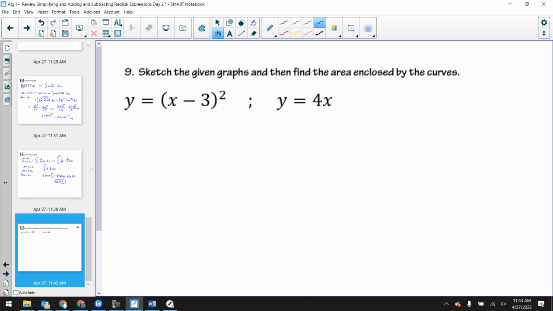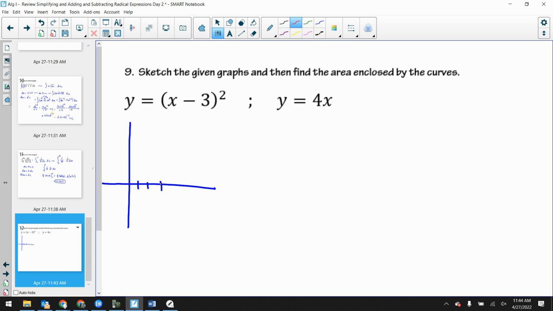Does anybody know? That's a quadratic, but what's the transformation? What's that minus 3 going to do? To the left, to the left. Wait a second, it's going to the right. Sorry, it's the opposite. All right, so we go 1, 2, 3.